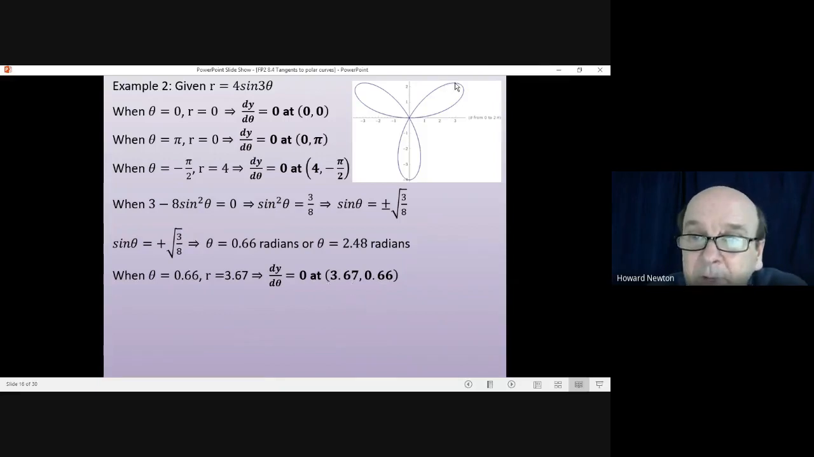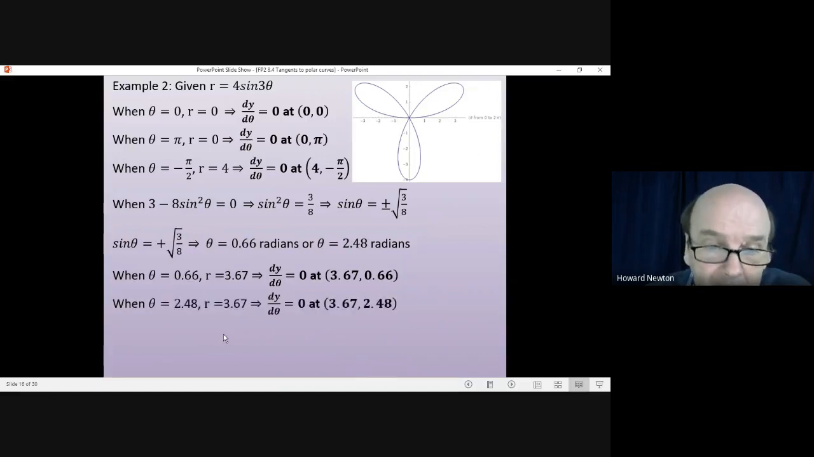That point is this point here, at the very top of the first petal. And again, at the very top of that, if you drew the tangent, it would be parallel to the x-axis. When theta equals 2.48 radians, again, we get r equals 3.67 when we substitute that into the equation for r. And that gives us dy by d theta is equal to 0 at r equals 3.67, theta equals 2.48 radians. And that point is the highest point on the second loop. And again, it's fairly clear to see that at the very top, the tangent will be parallel to the x-axis.